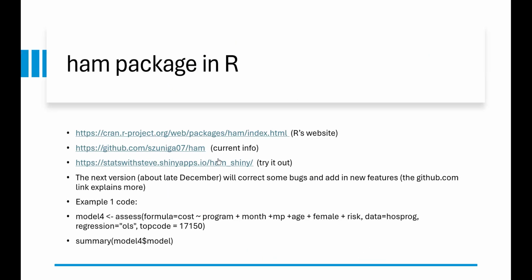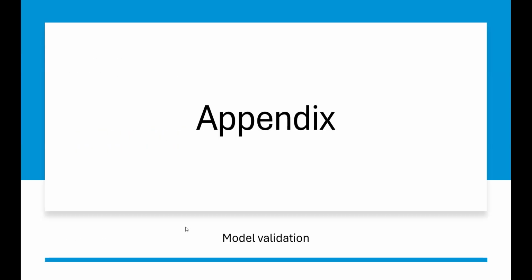In this slide, there's information on where it is on R. Here's my GitHub page where it has current information. You can click on this link, that third line, and try out ham on your own. And here's some: my next version will probably be out in late December, and I'll make some improvements there and add some things, and then I have some example code.